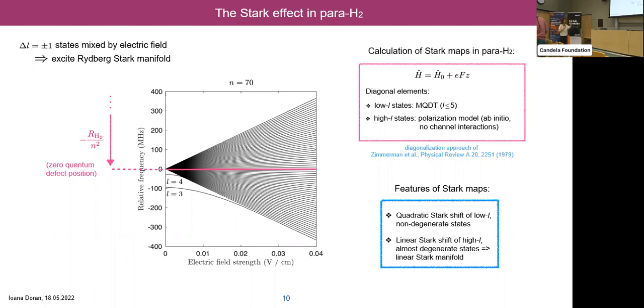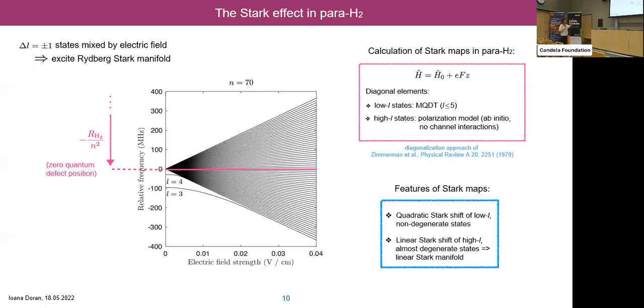And you can immediately see that there are two regimes, so we can distinguish two types of states, so to say. We have what I denote as the states with L equal 3 and 4, so these are the F and the G states. You can see that they shift quadratically, and then they merge into the other states. This you can understand because they are not degenerate, so they have a quadratic Stark shift.